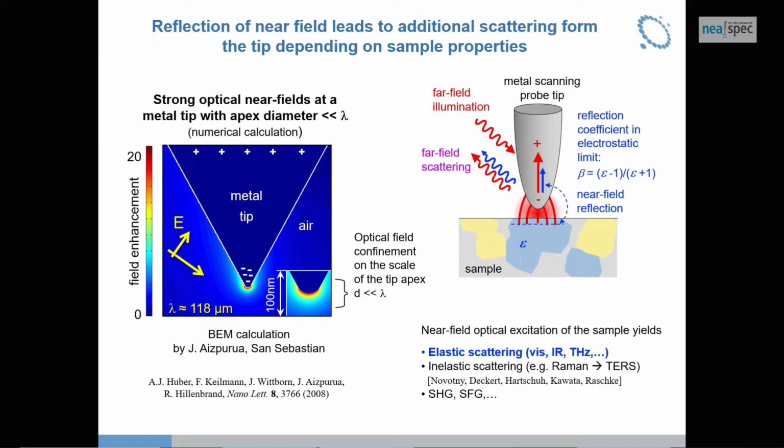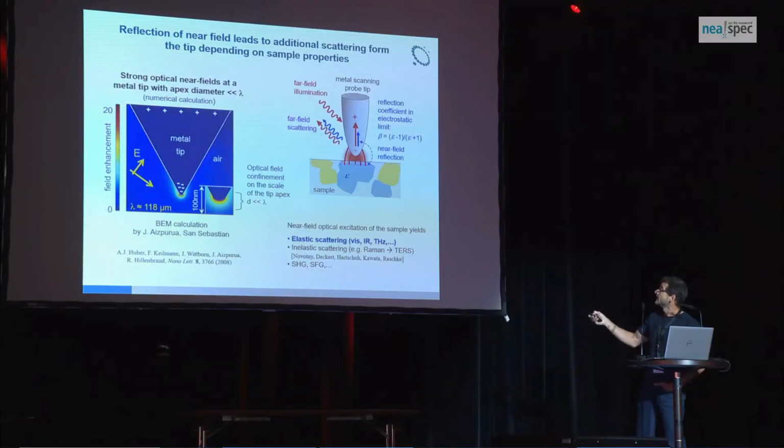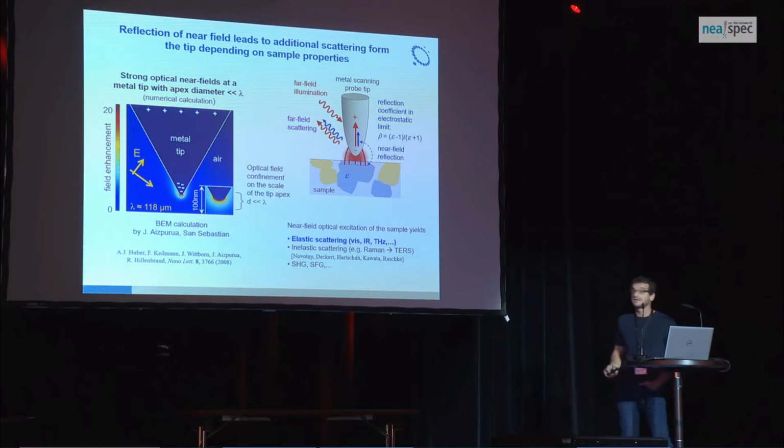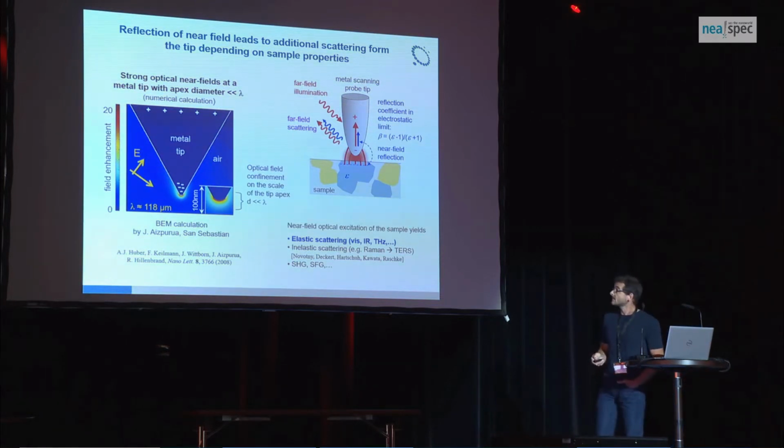And this near field reflection depends on the dielectric function here. And the near field reflection coefficient in the electrostatic limit can be described by this factor beta here. So that's it, the near fields reflect, and through that we get into the light information about the permittivity of the sample here. So that's what we use for material contrast imaging.